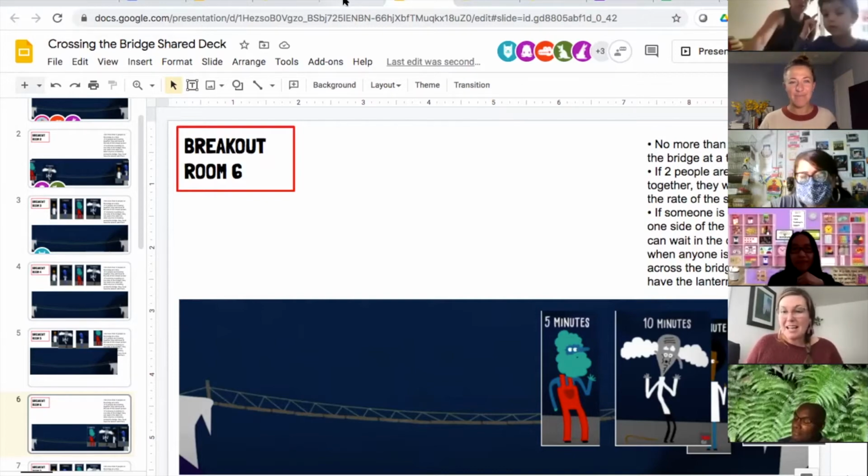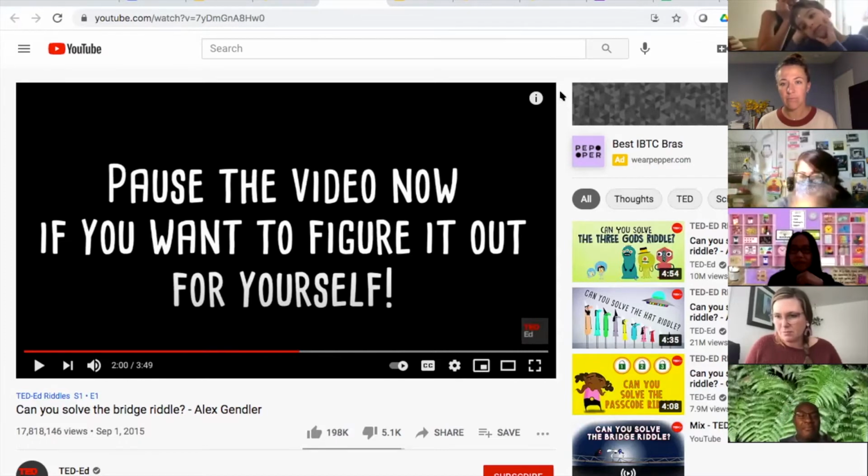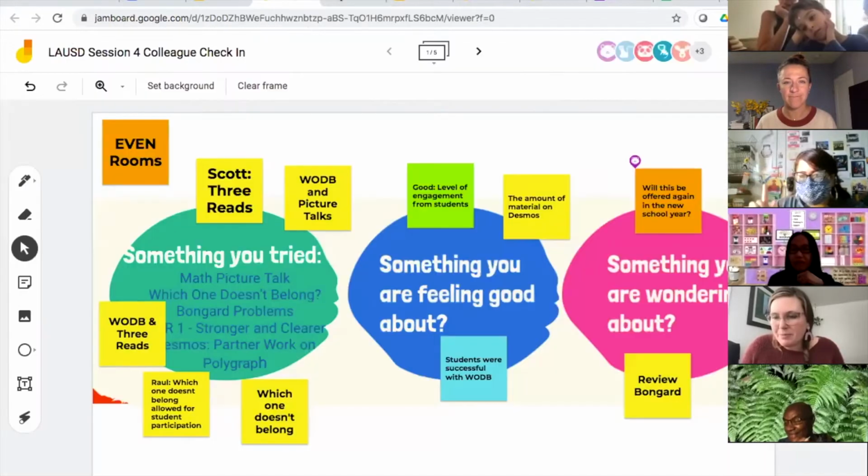I love it. But I have a question. If you send the 1 and the 2 across, that's gonna take 2 minutes, and then 1's gonna go back. 3. But then you said 5 and 10 are gonna go. That means it's gonna take 5 minutes to get back with the lantern. Exactly. So it didn't work.